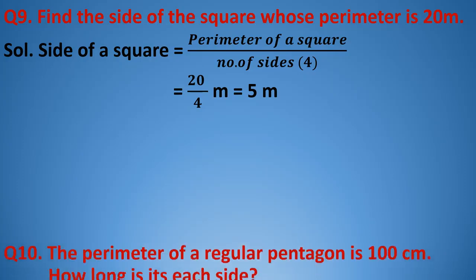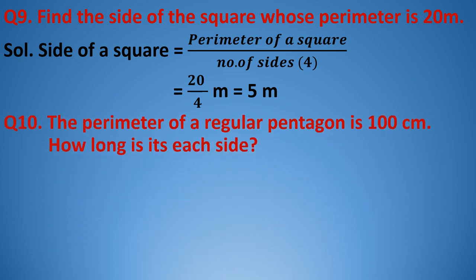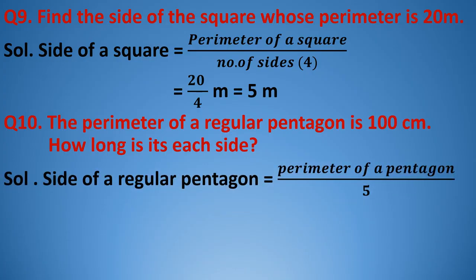Question number 10. The perimeter of a regular pentagon is 100 centimeter. How long is each side? Now again, in this also, length of side is asked and perimeter of a regular pentagon is given, that is 100 centimeter. So side of a regular pentagon is equal to perimeter of a pentagon divided by 5. It is 100 centimeter divided by 5, which is equal to 20 centimeter.